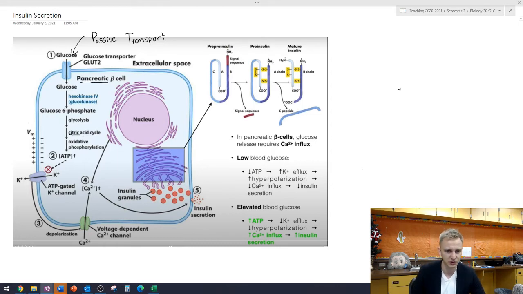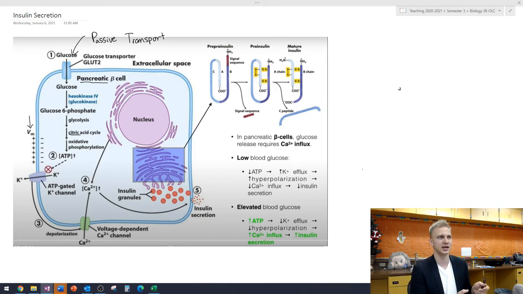Now, I want to focus really quickly just on this diagram here. That's a measure of voltage. And what you can see is that outside the cell, there's a higher potential for it to be a positively charged environment, and inside the cell, there's a higher potential for it to be a negatively charged environment.